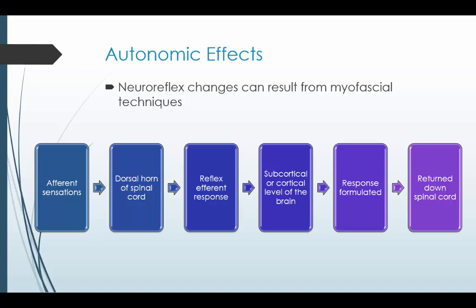Afferent sensations are transmitted to the dorsal horn of the spinal cord. The dorsal horn is a processing center that receives and redirects information. It can send an impulse directly out of the spinal cord as a reflex efferent response, or it can send information to the subcortical or cortical level of the brain, where it is interpreted and a response is formulated and returned down to the spinal cord to the appropriate location.